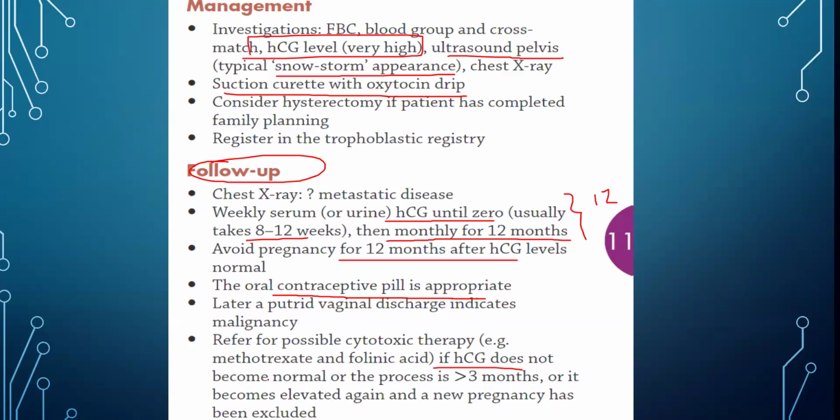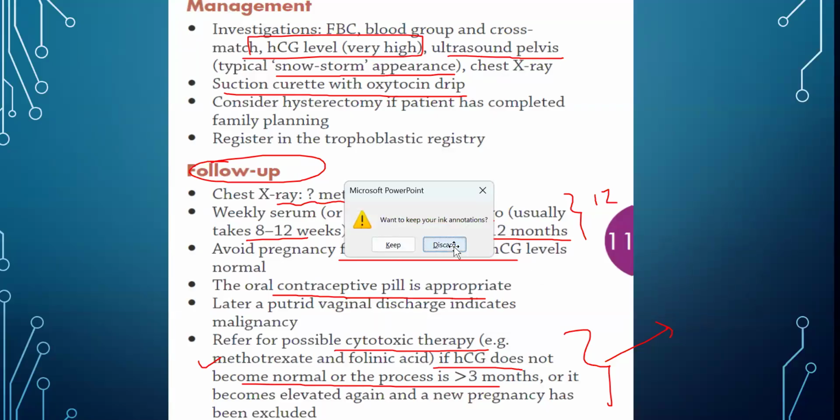Now we say that if beta HCG does not become normal after 3 months, or after it got better or 0, but suddenly it again got elevated, then you need to send the patient to a specialist for cytotoxic therapy, which is methotrexate and folic acid. And in this situation also you need to make sure there is no metastasis in the lung, so you need to do a chest X-ray. Okay, so that's the follow-up for molar pregnancy, comes in exam. So that's pretty much everything that you need to know from early pregnancy bleeding. Any question?